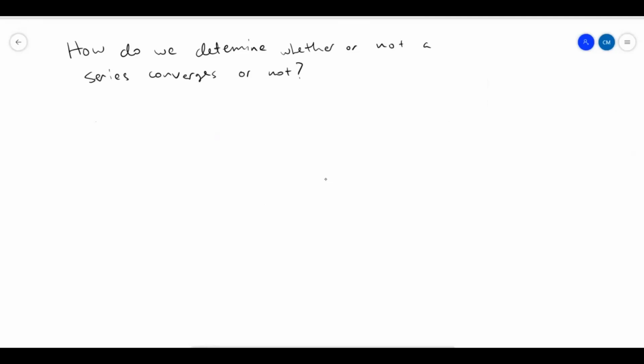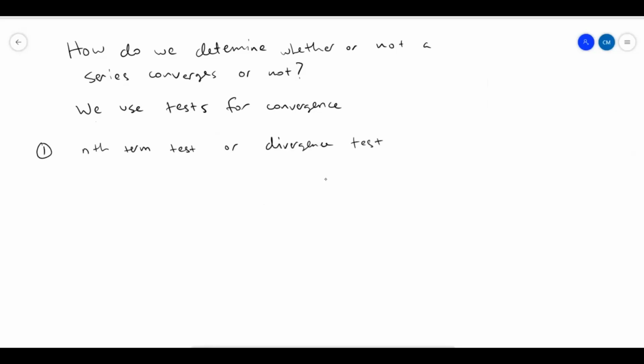And so that is the focus, like I say, of a good chunk of what we're going to do in the next couple of weeks. So we have all these tests that help us to determine whether a series converges or not. Okay, so we just use tests for convergence. So we need to know about these tests. And we have our very first test right here. It's called the nth term test. So this is test number 1, the nth term test, or sometimes called the divergence test.